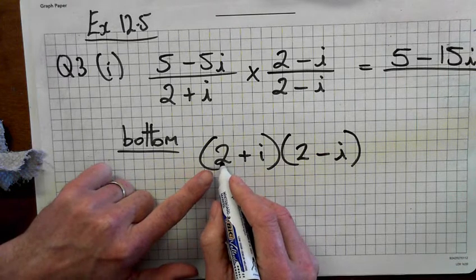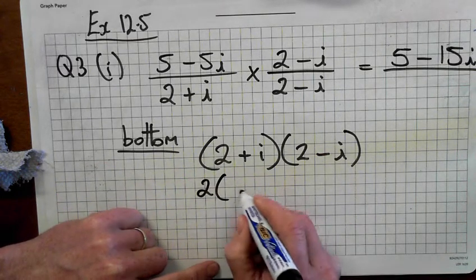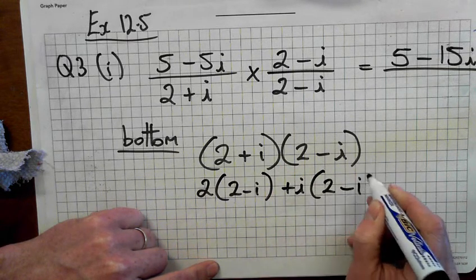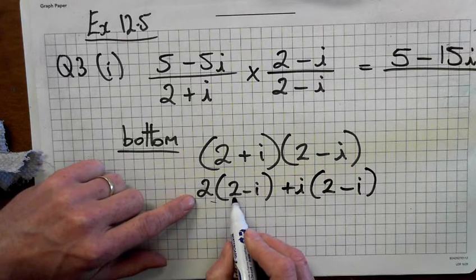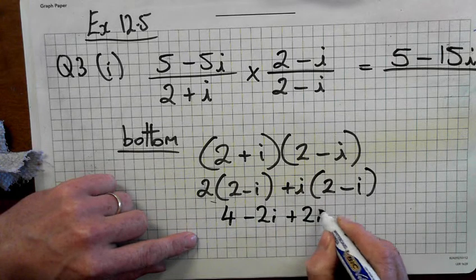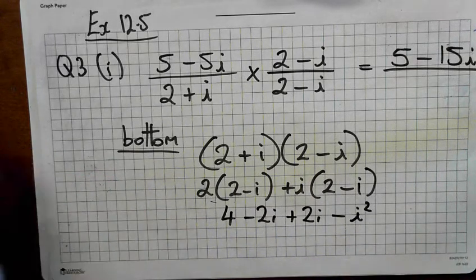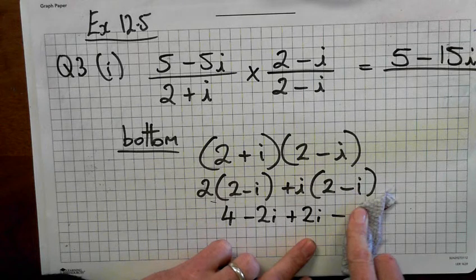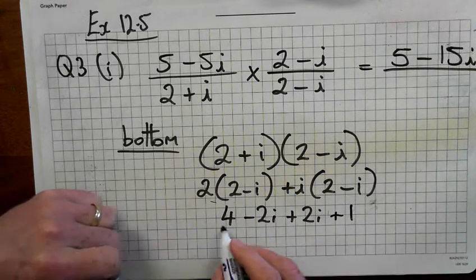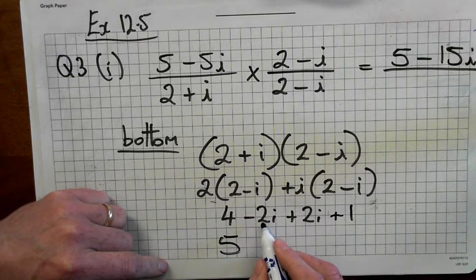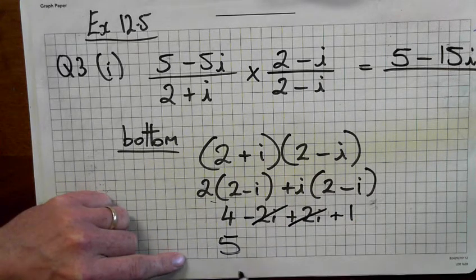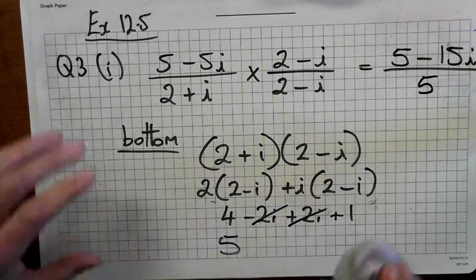Right, so 2 times the second bracket, 4, and plus i times the second bracket. Start multiplying. 4 minus 2i plus 2i minus i squared. i squared is equal to minus 1. So minus 1 times a minus, plus 1. Plus 1 and 4, 5. Minus 2i plus 2i, cancel. So the bottom is equal to 5.